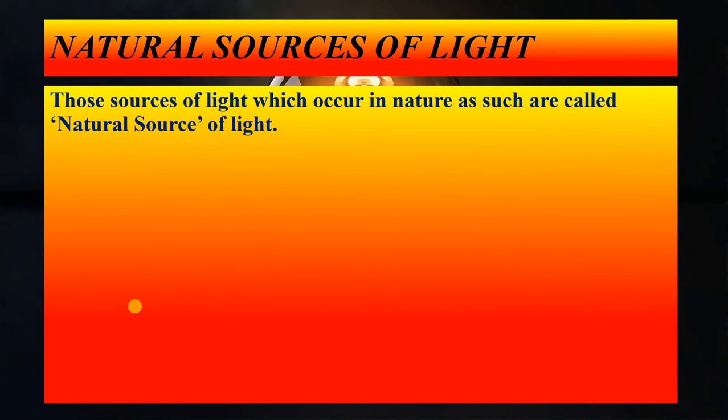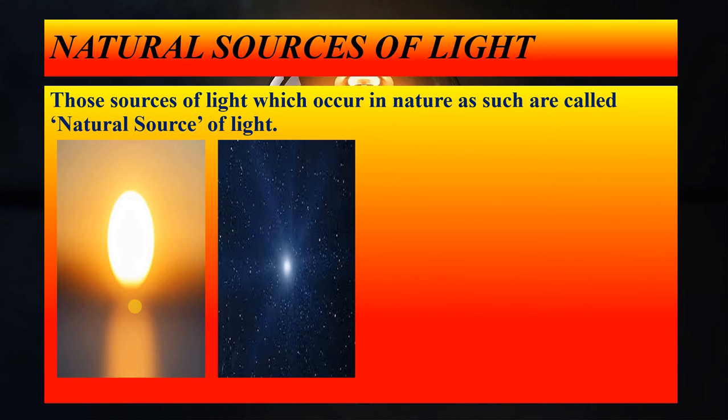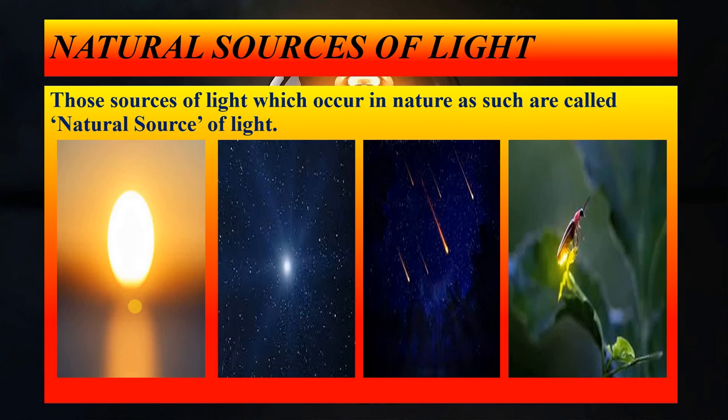Now, natural sources of light. Those sources of light which occur in nature as such are called natural sources of light. Examples: the sun, it is the best natural source of light, right? Nearly all the natural light we receive on earth comes from the sun. Other than that, the stars, then the meteors and firefly. These are also the natural sources of light.